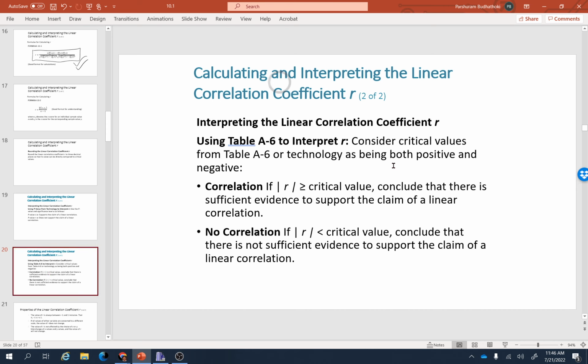And this is the most important phase you have to understand. If the correlation r is greater than or equal to the critical value, there is a way to find the critical value by using the table. I'm going to show you that as well. Then we can conclude that there is sufficient evidence to support the claim of a linear correlation. If the absolute value of r is less than the critical value, you have to make sure that this is the absolute value, then we conclude there is not sufficient evidence to support the claim of a linear correlation. So this is a very important page you have to understand.